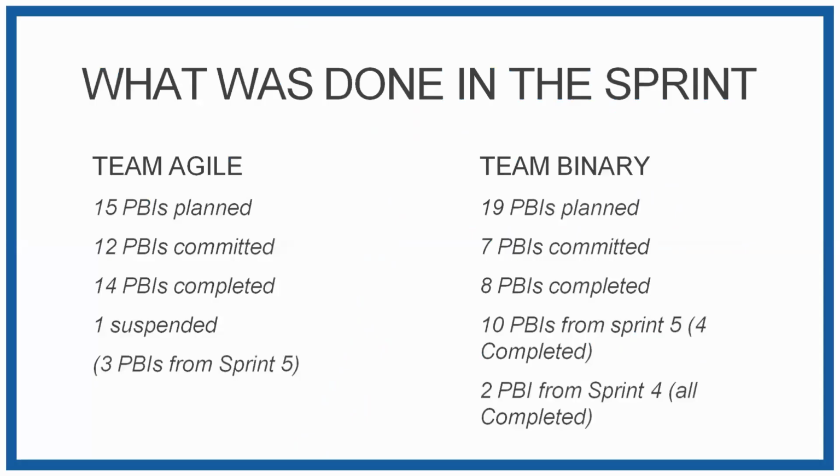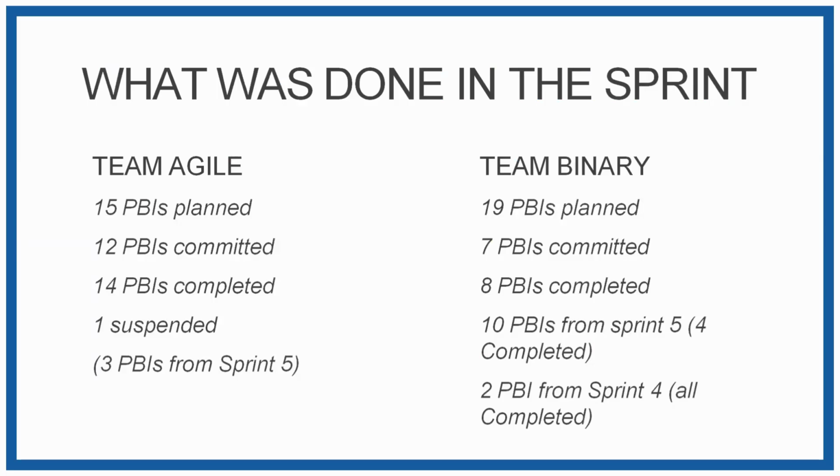Okay, what was done for Team Agile? We had 15 PBIs planned, 12 committed, 14 completed, 1 suspended, which is the payment by paper, because there were no available paper accounts for the QA, so we had to suspend that. Then 3 from that 15 PBIs, we had to complete 3 from 25.